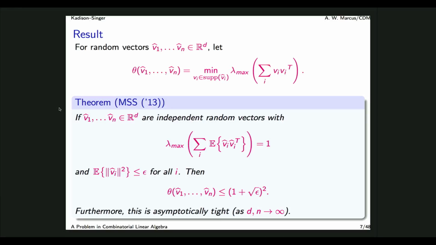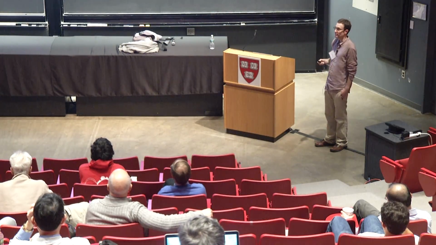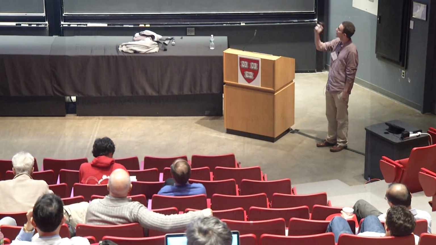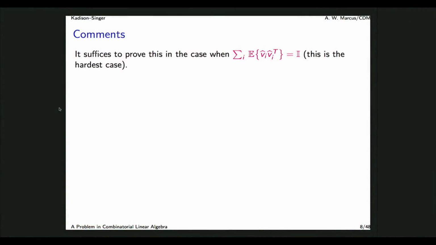Our result is that if v1 through vn are independent random vectors such that the largest eigenvalue of the expected sum of the outer products is 1, and all of the vectors have small size, then theta of v1 through vn is less than or equal to (1 plus square root of epsilon) squared. Essentially, you can always find some assignment of the vi's in the support of the vi's such that you get a largest eigenvalue of this size. This should look familiar because it's exactly what Nikhil was talking about.